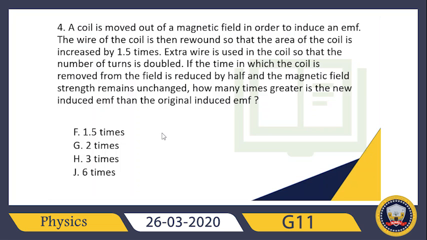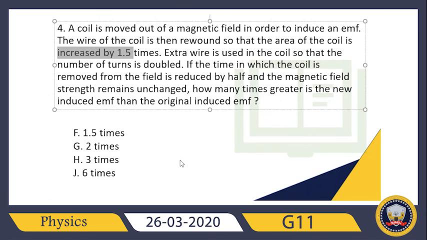Now is the tricky question. Try to solve this question. You have 1 minute. A coil is moved out of a magnetic field in order to induce an electromotive force. The area of the coil is increased. So first given, the area is increased by 1.5 times. Write it down, please.